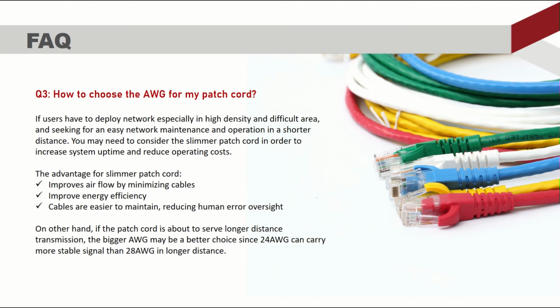Okay, the third question. How to choose the gauge for my patch cord? If you are deploying a network, especially in a high density and difficult area, we suggest a slimmer patch cord like 28 gauge or 30 gauge in order to increase system uptime and reduce operating cost. The advantage of using the slim patch cord is that we can improve the airflow by minimizing cables and improve the energy efficiency. And also, the cables are easier to maintain and reduce human error oversight.